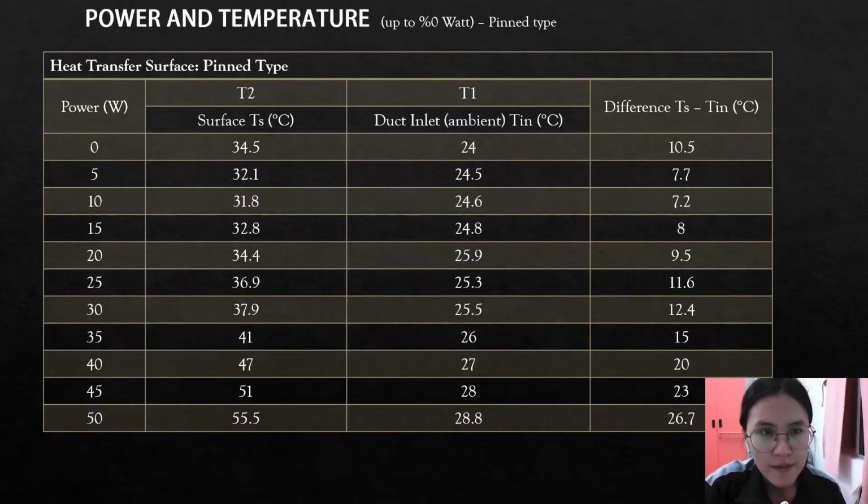The next table is the power and temperature for pin type. For this table, we measured the temperature for T2 and T1 for power from 0 until 50 watts. And then we found out the differences between TS, that is T2, and TA in, that is 41. And then we put all of it in this table.